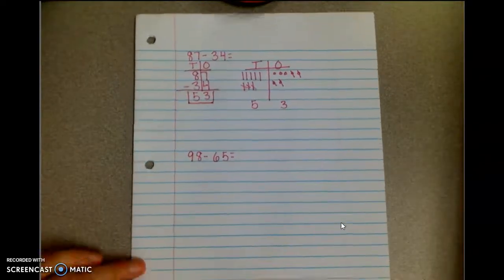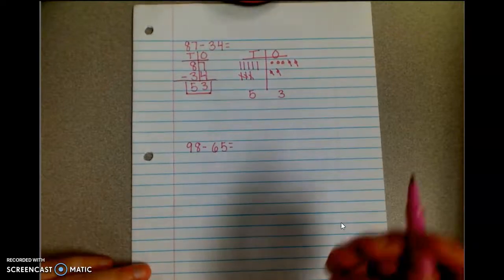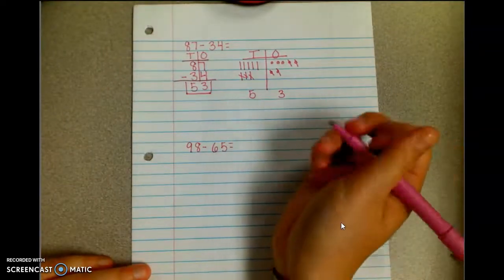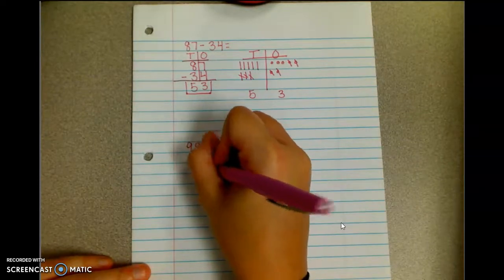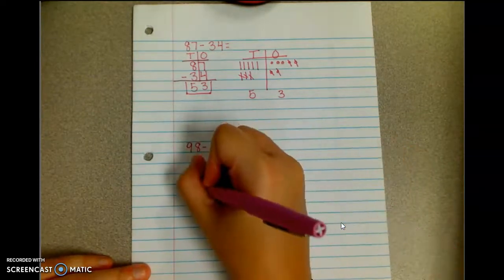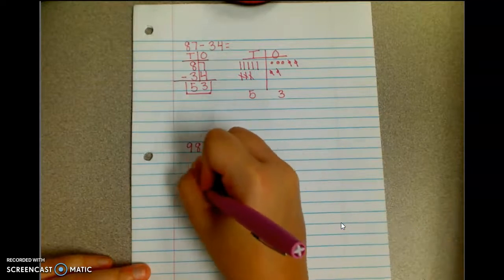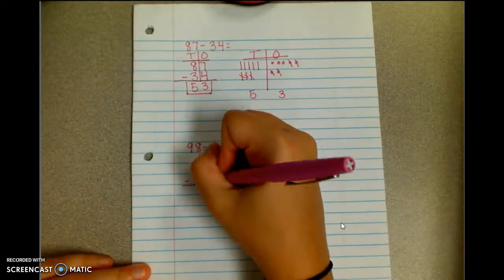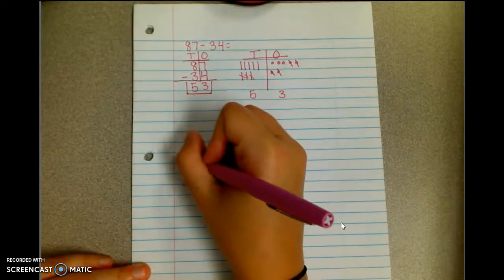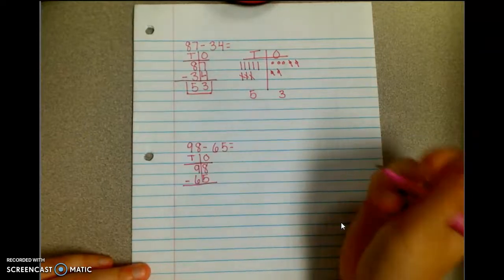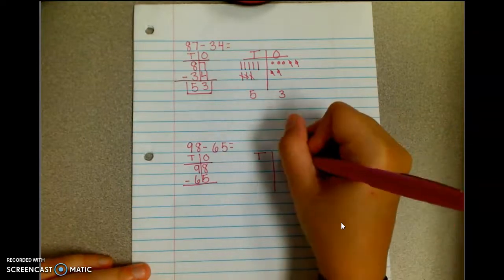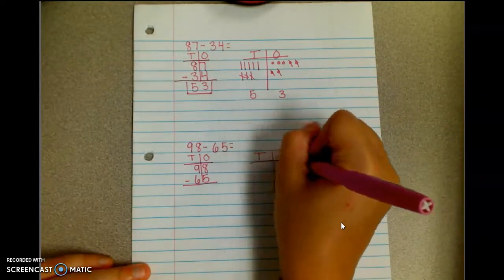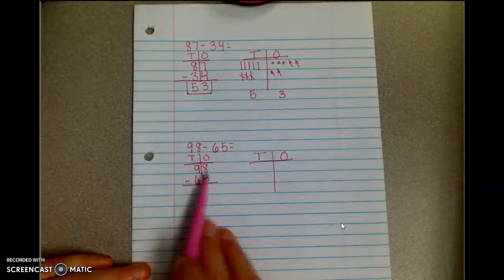Let's look at one more. We have 98 minus 65. So first we'll rewrite it. 98 minus 65. And put my place value chart. Tens and ones. And then I'll go over here and rewrite my place value chart. Tens and ones. And now I need to represent 98 with base 10.